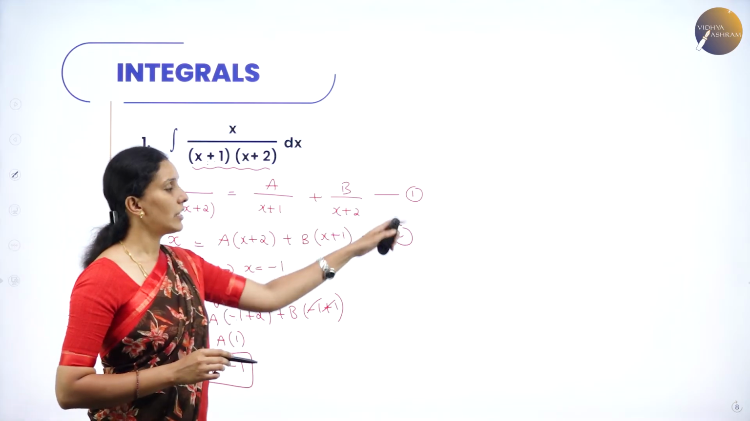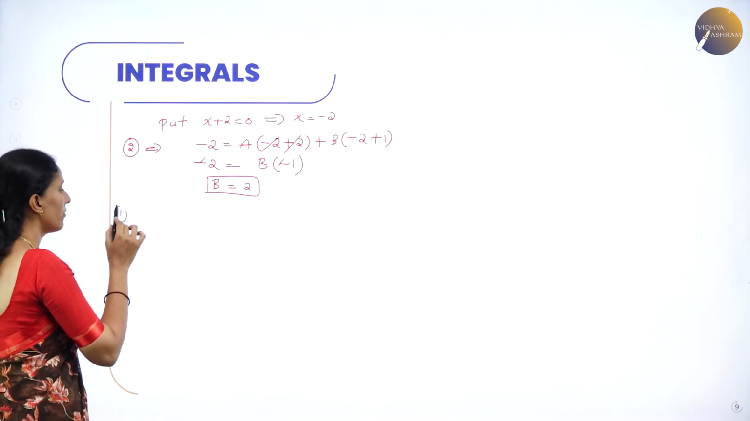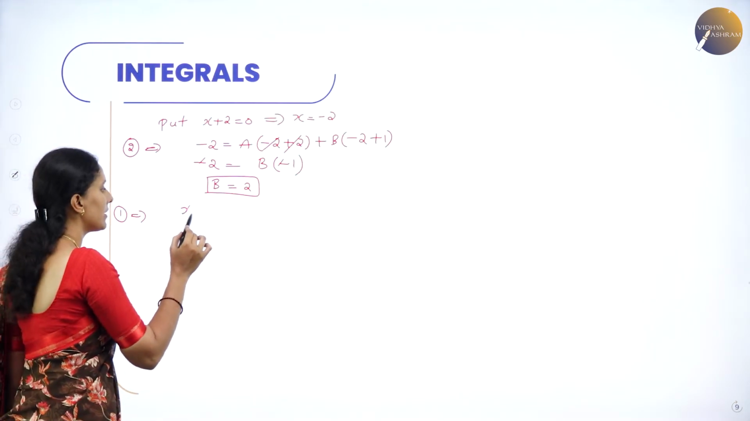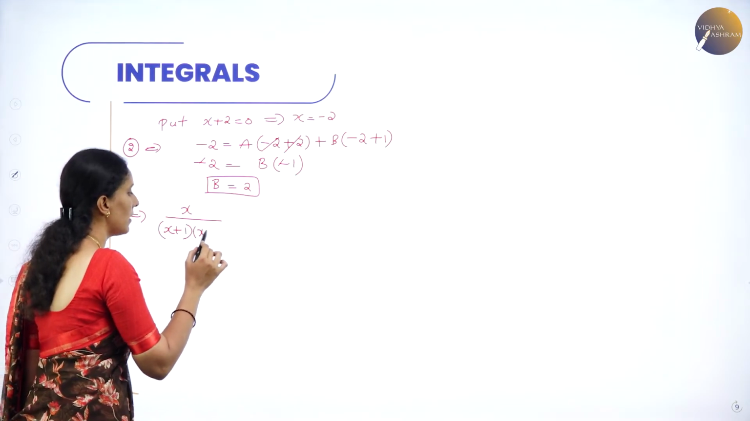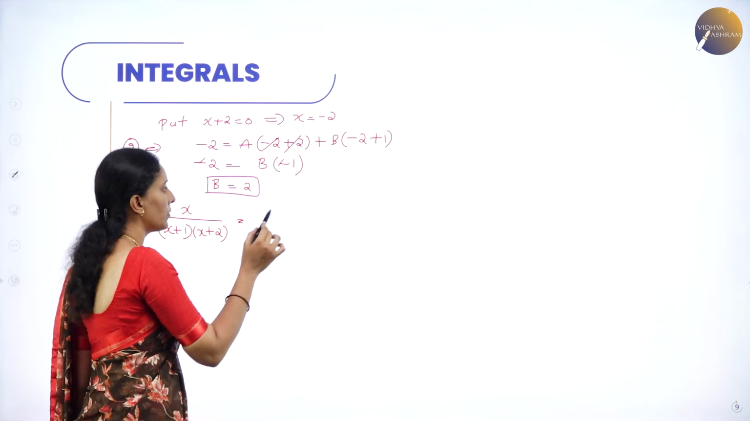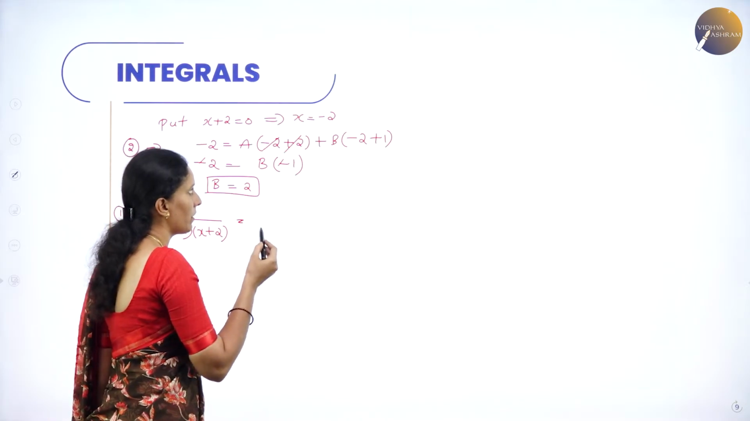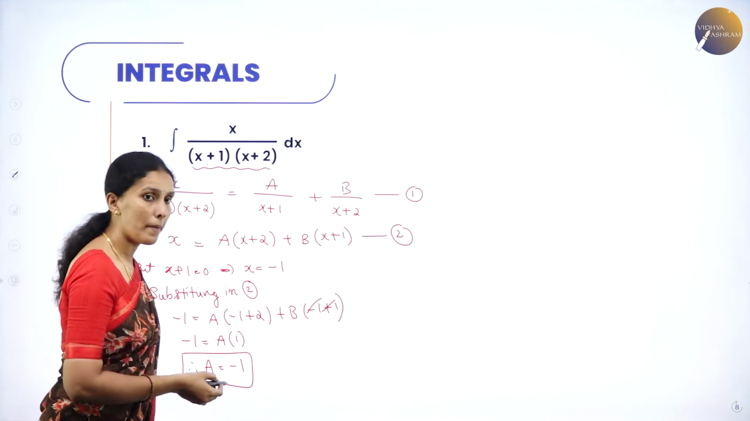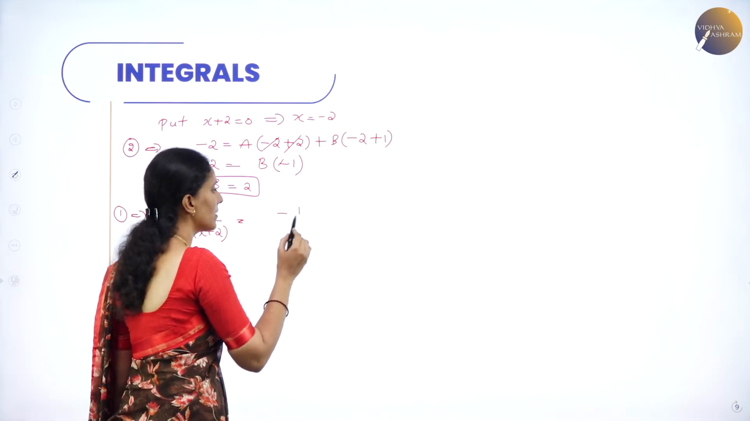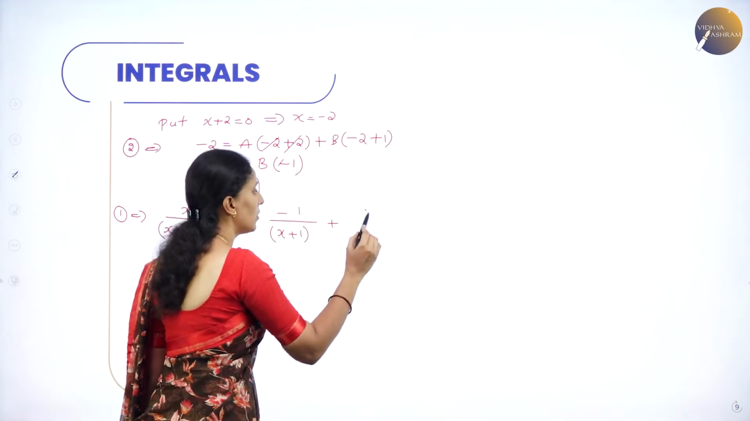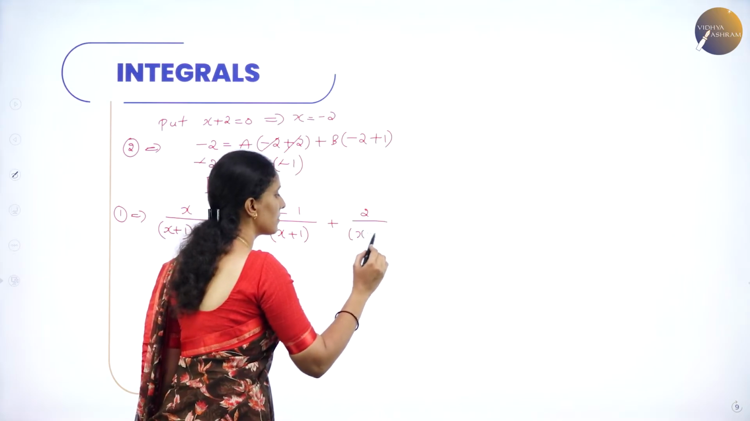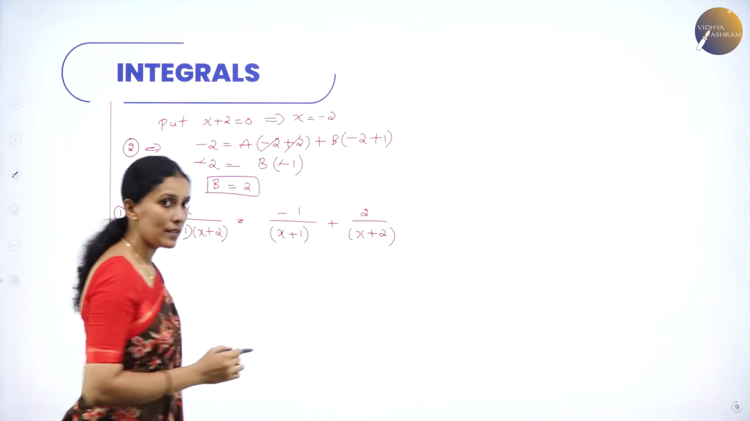Substitute the constants in equation 1. Equation 1 implies x divided by x plus 1, x plus 2 is equal to a by x plus 1 plus b by x plus 2. But what is the value of a? We have got minus 1. So we will take minus 1 by x plus 1 plus 2 divided by x plus 2. So this is the result.